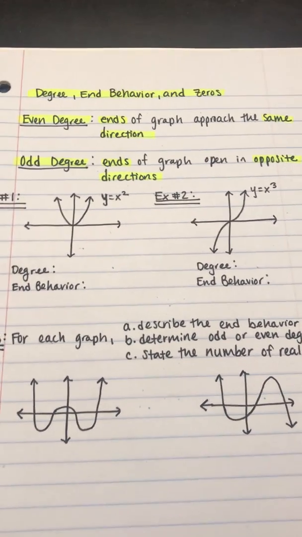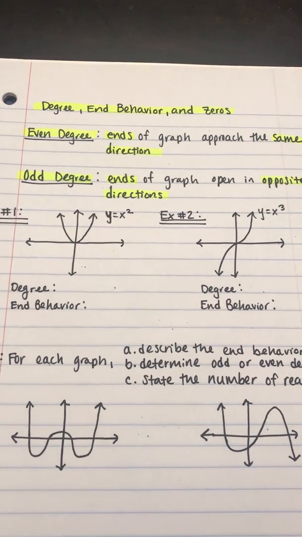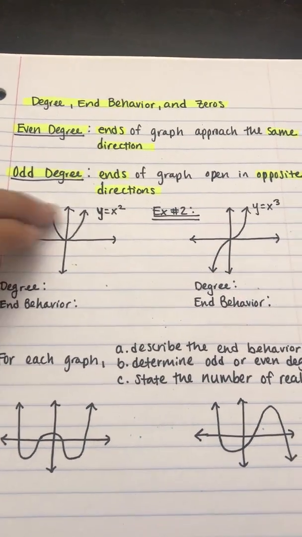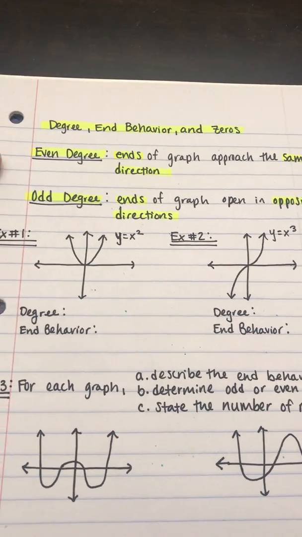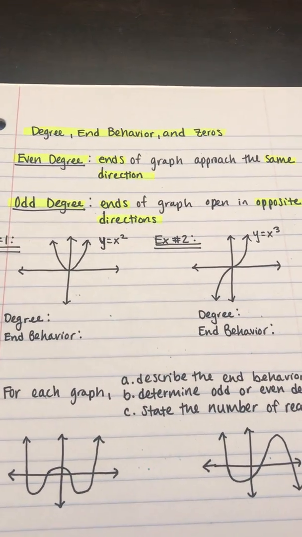So now we're going to be talking about degree and behavior and zeros. You can tell whether your graph is going to have an even or an odd degree based on looking at the ends of the graph. So if the ends open in the same direction, then it's an even degree. If they open in opposite directions, then it's an odd degree.